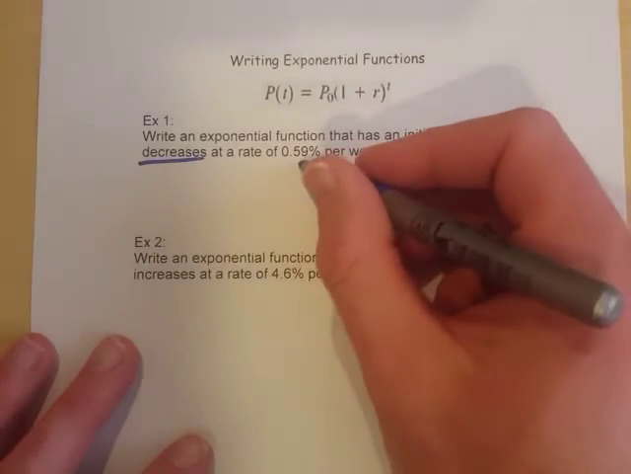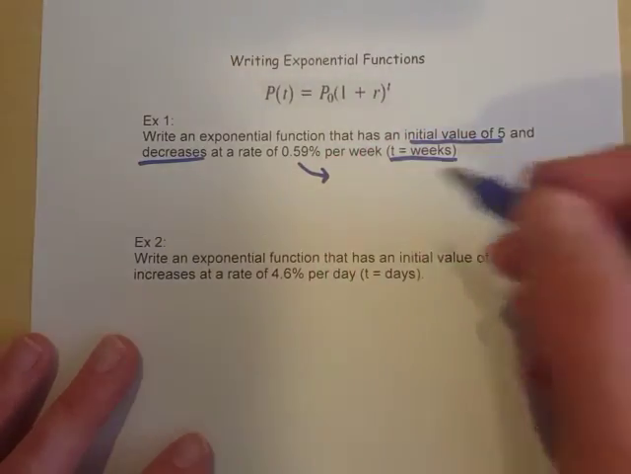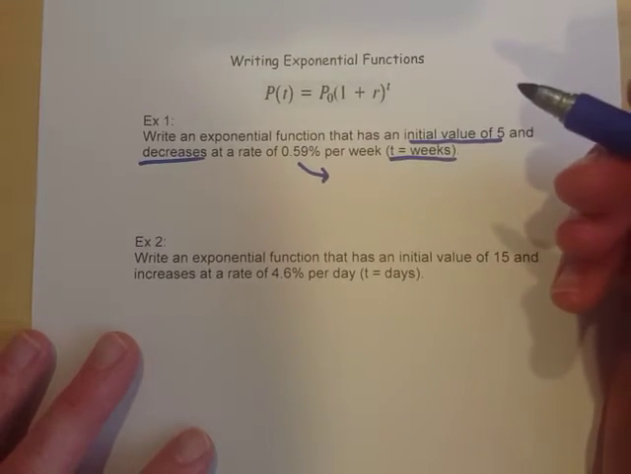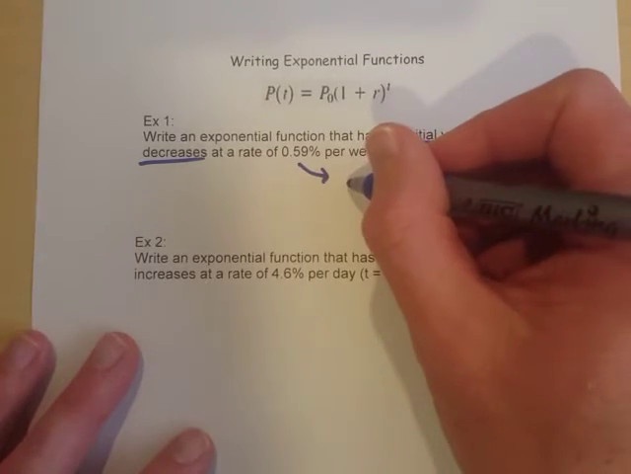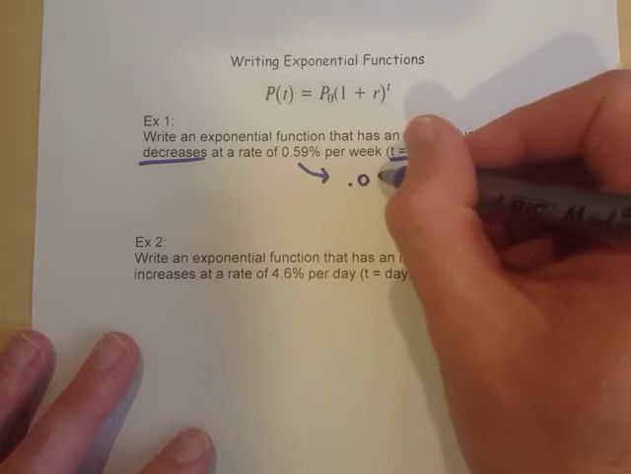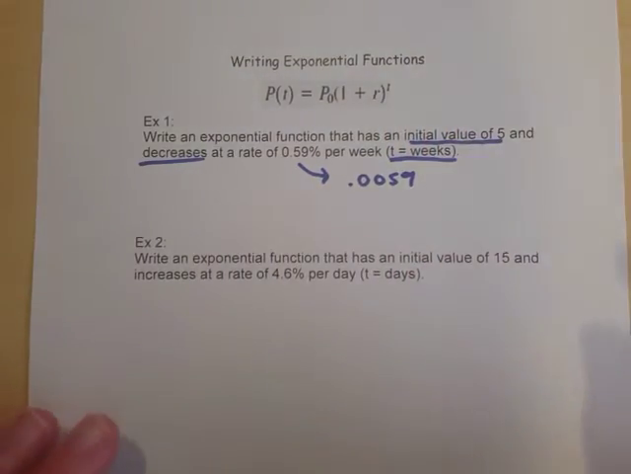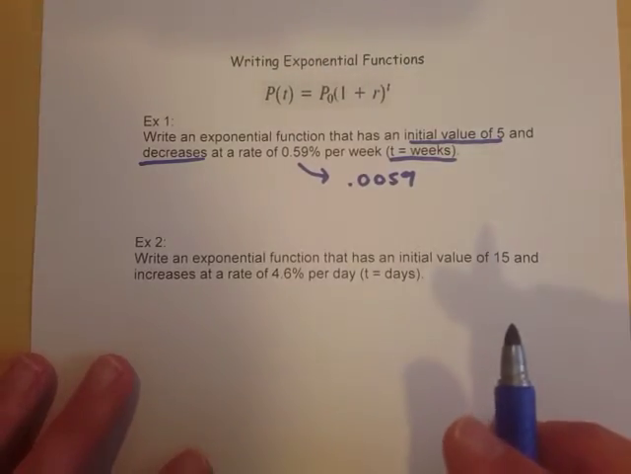Now, one thing just to mention about this 0.59% is anytime we have a percent and we want to put it in a formula, remember we do need to move the decimal place over a couple of spots. So this is really going to be the same thing as 0.0059. It's got to be that as we enter it into the formula.